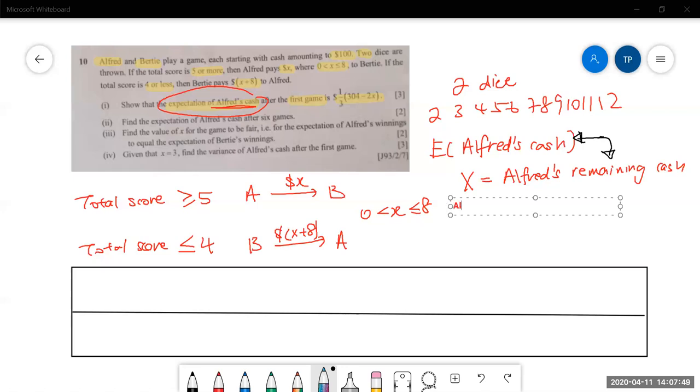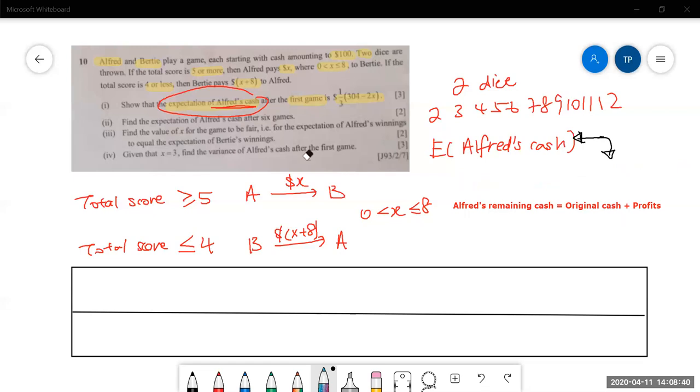actually, Alfred's remaining cash should be equal to original cash plus profits. And the profits, so we should be finding the expectation of the profits. So in this table, X should be equal to the profits instead of Alfred's remaining cash. So we have to redefine what X is.